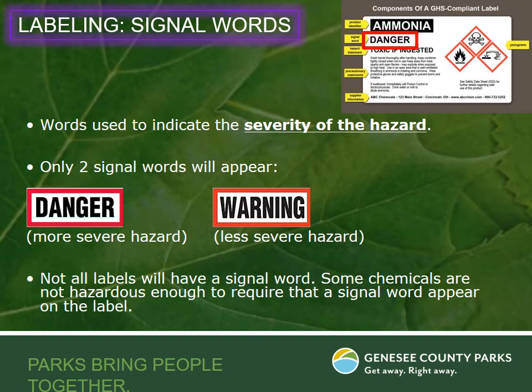Signal words are required on all labels to show the general severity of the hazard. There are only two signal words that appear on labels: danger, which is the more severe hazard, or warning, which is the less severe hazard. It is worth noting that some chemicals do not have signal words on their label because they are not dangerous enough to require one.